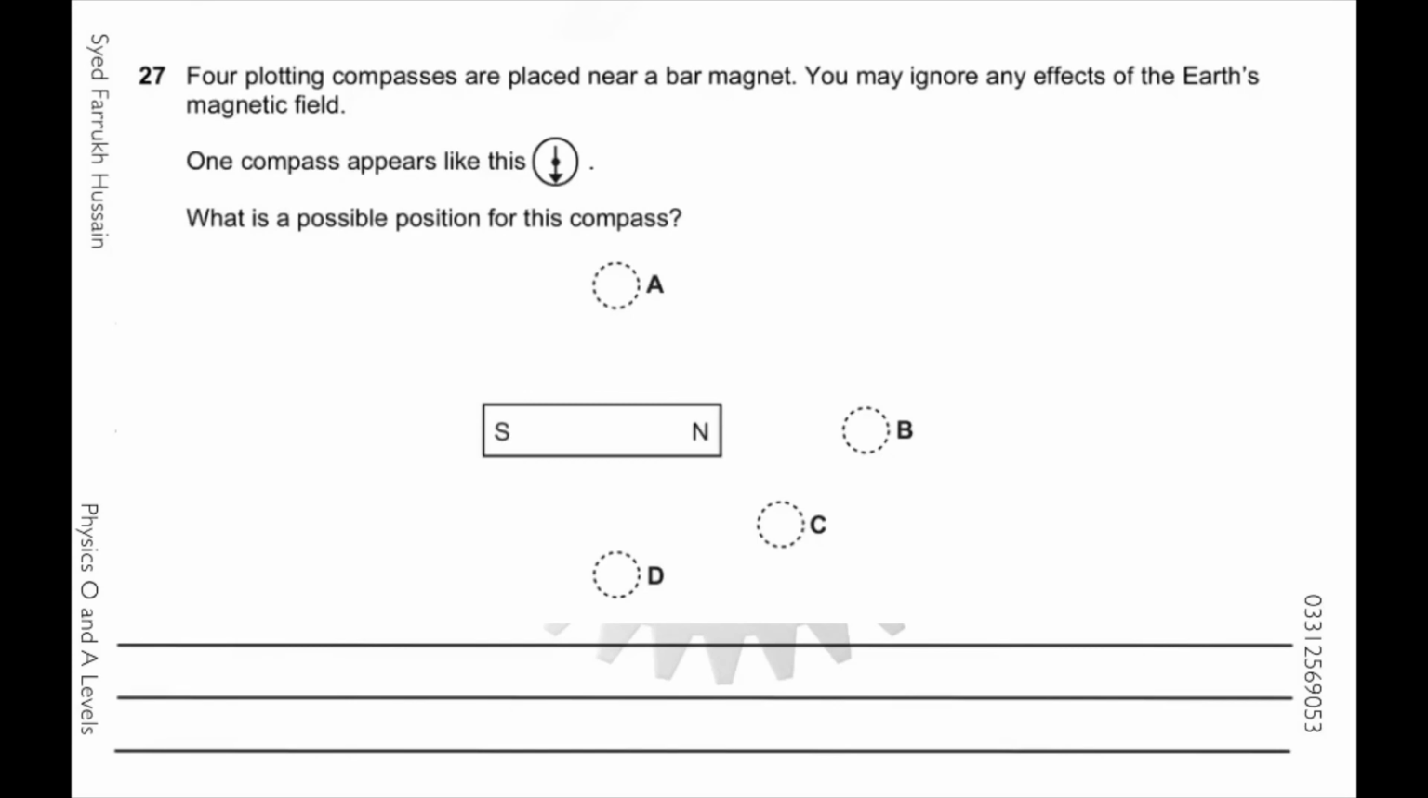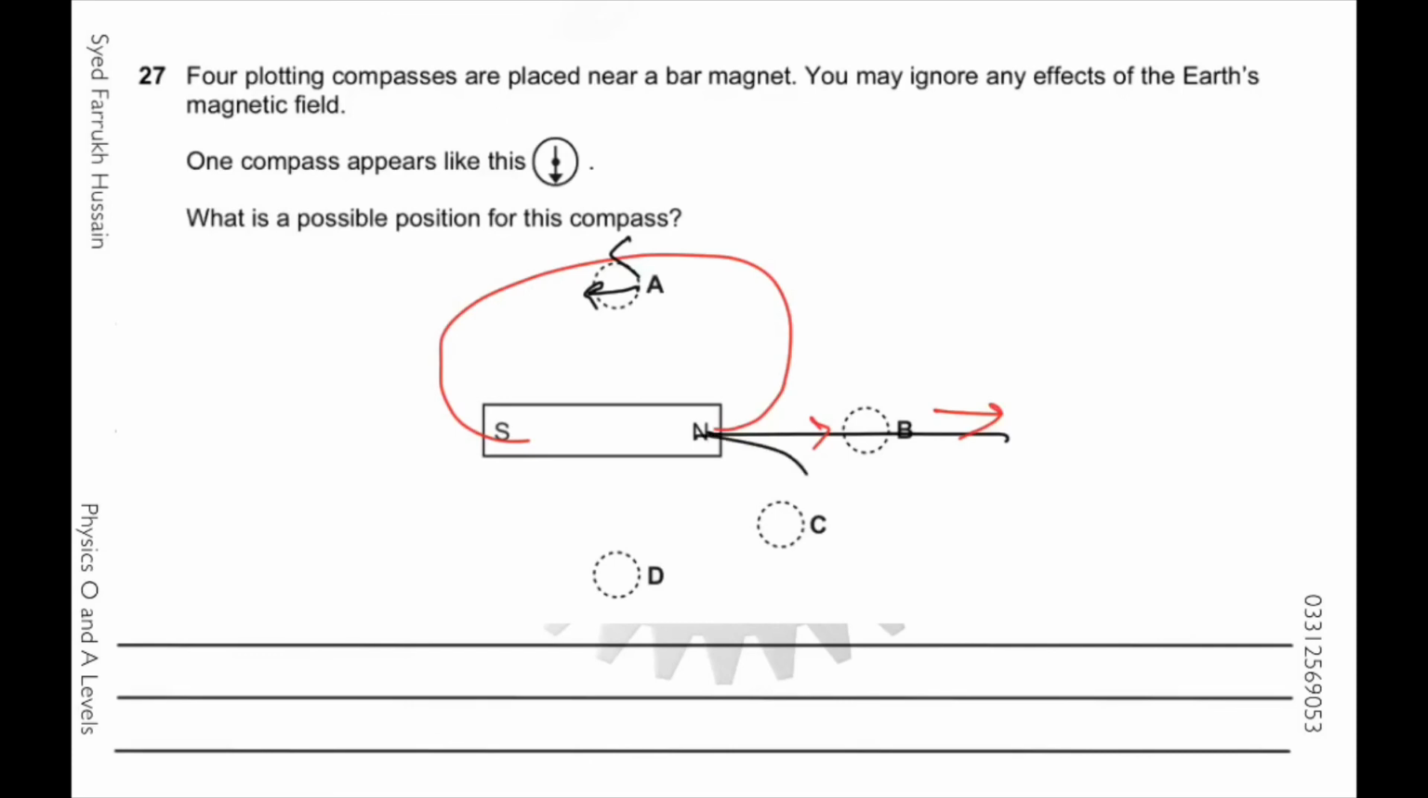Now, 4 plotting compasses are placed near a bar magnet. You may ignore any effects of the Earth's magnetic field. One compass appears like this. What is a possible position for this compass? So around a magnet, the magnetic field lines are from north to south. So this is the direction in which the magnetic field line should be. At A, the plotting compass will be pointing towards left. Similarly, the magnetic field lines at B will be towards right, so the plotting compass will point in the right direction.